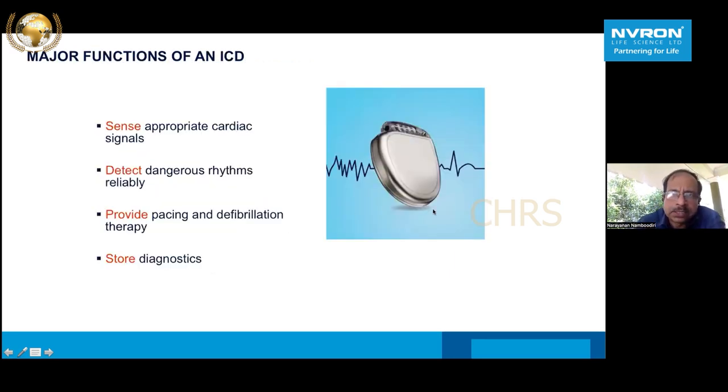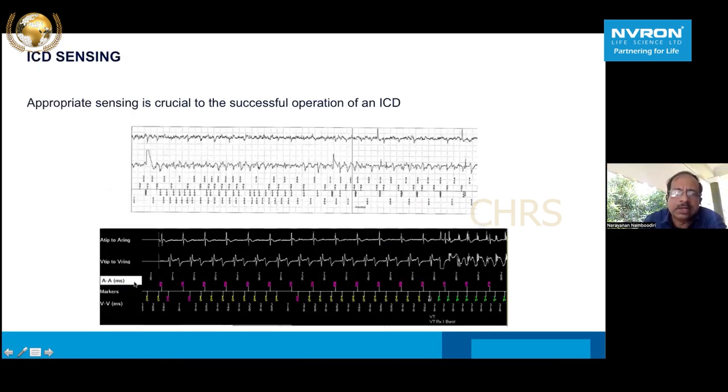We know that the most important thing is sensing and pacing in the Brady fashion, like any other pacemaker. And it detects dangerous rhythms reliably, like ventricular fibrillation and ventricular tachycardia, and it provides pacing and defibrillation therapy. ATP is the pacing, and defibrillation therapy is the shock. And it also stores diagnostics so that one can assess them later on.